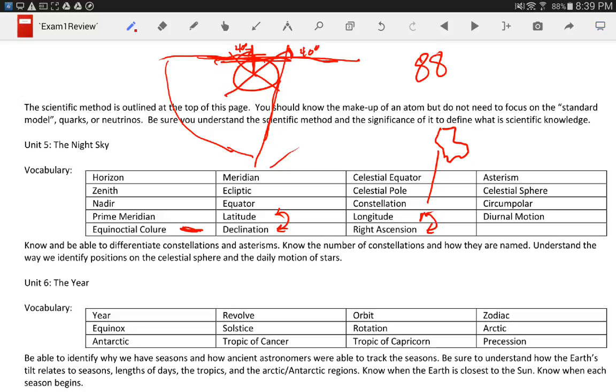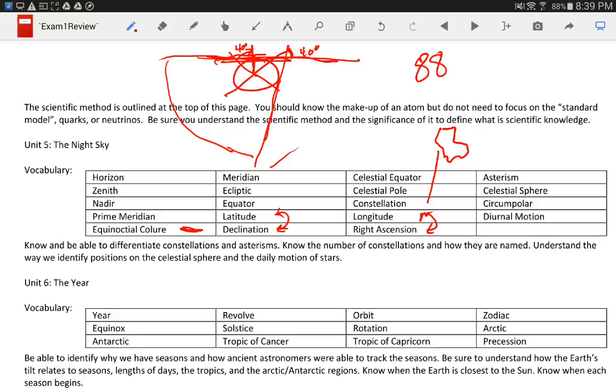If you were at the equator, then you would have no circumpolar constellations, because there's always going to be half the sky that you don't see. And it's going to go through so that you see all the sky in the course of a day. If you were at the North Pole, everything you see would be circumpolar.